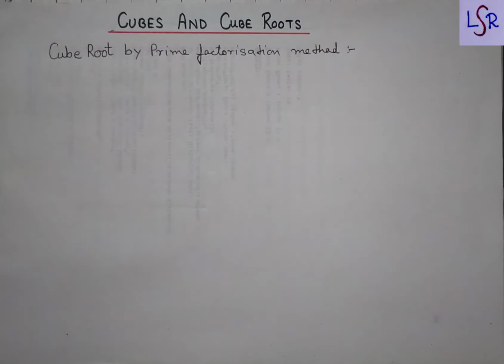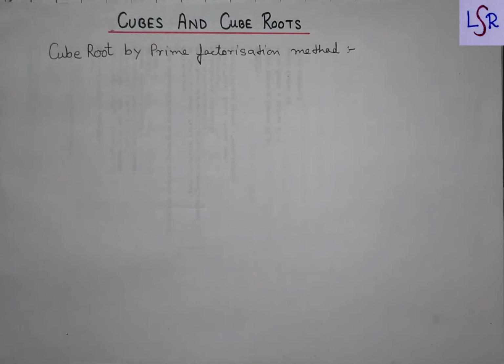To get the cube root, first of all we have to express the given number as the product of primes. Then we have to make groups of triplets of the same primes, and then we have to take one factor from each triplet of primes and multiply them together, and the product so obtained is the required cube root of the given number.